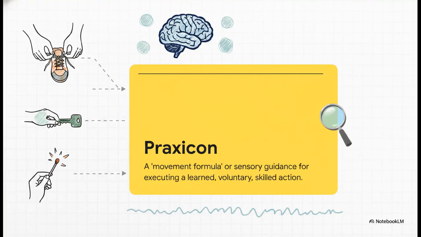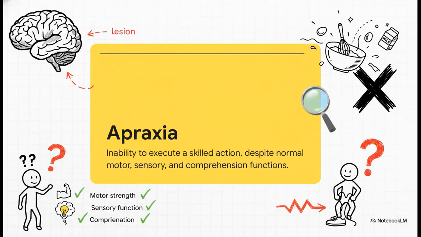So here's the crucial point. A praxicon isn't the movement itself. It's the sensory-guided recipe. It's the stored information that lets you do things like tie your shoes, or use a key in a lock, or strike a match, without having to consciously think through every single tiny little movement. It's the know-how.